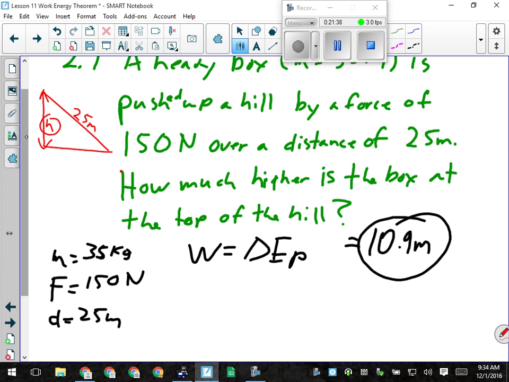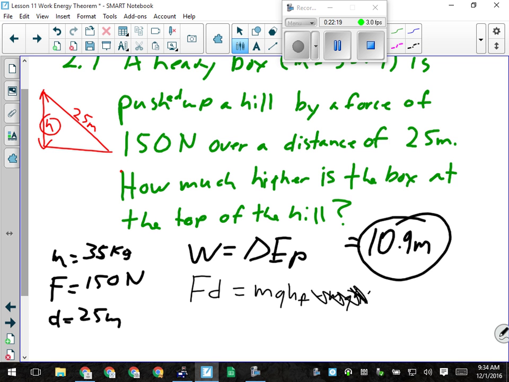Do they give me a force and a distance in this question? Yes, they do. So I'm going to use force times distance for work here. And then for change in potential energy, I'm going to do the same thing I always do: M times G times H final minus M times G times H initial. Can I make this a little bit easier with the M times G times H initial? Yes, because what is it? It's 0. Now, all I have to do is figure out how high the ramp is, because the whole purpose of a ramp is to use less force over a greater distance.